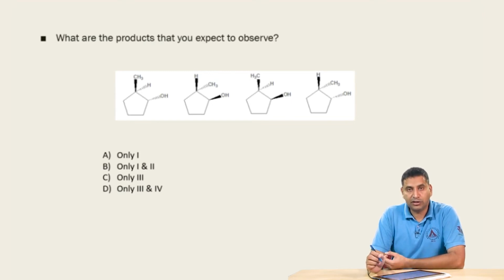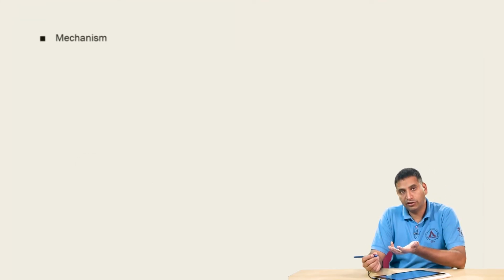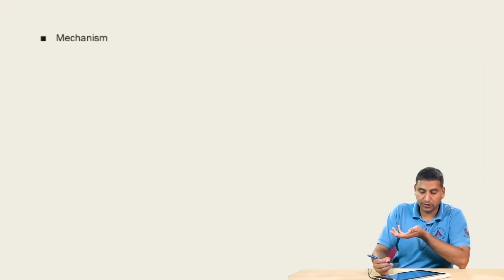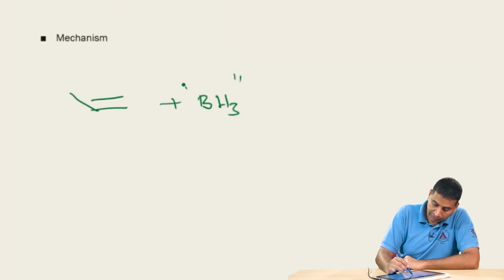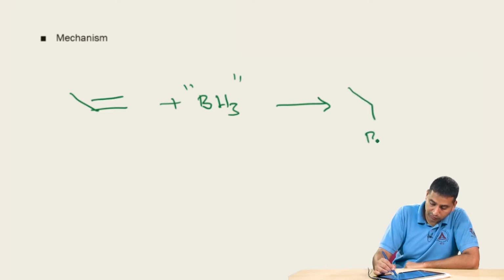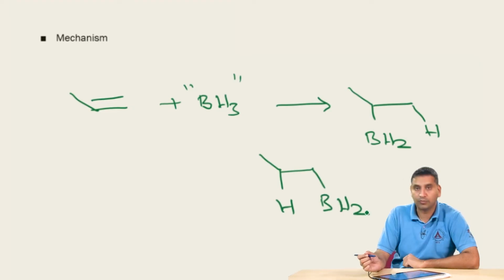Okay. So now how do we address this question? Let us go back and look at the mechanism of this reaction. The mechanism is that there is first a borane addition followed by oxidation. So, you have an olefin with a methyl group here, and you are formally adding BH3. BH3 would add to the double bond and there are 2 possible products. One is BH2 and H, and the other product is H followed by BH2.